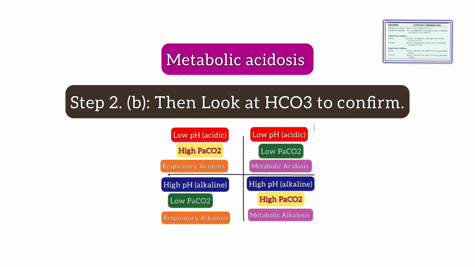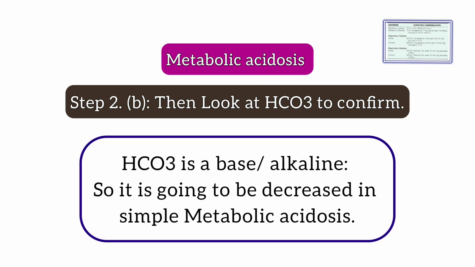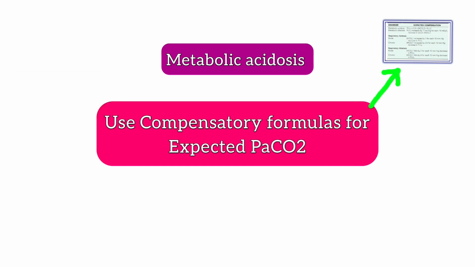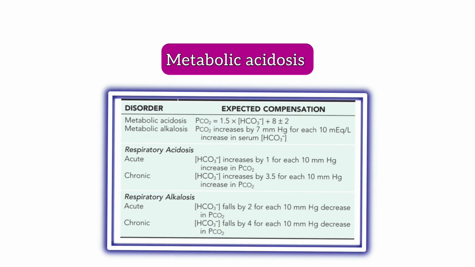Now in this case, when the pH is low, that is in the acidic range, and PaCO2 is also low, which is basically trying to compensate for the acidosis. So here we will look at the bicarbonate. This will simply confirm the finding that the problem is metabolic acidosis. In this case, calculate expected PaCO2 by the compensatory formulas. Again, let me bring this table back over here. In this case of primary metabolic acidosis, we will use this formula.